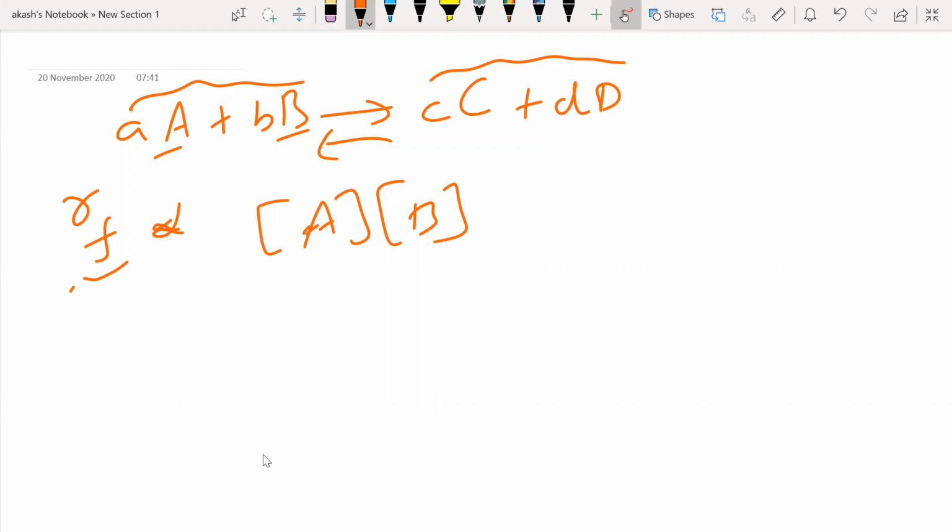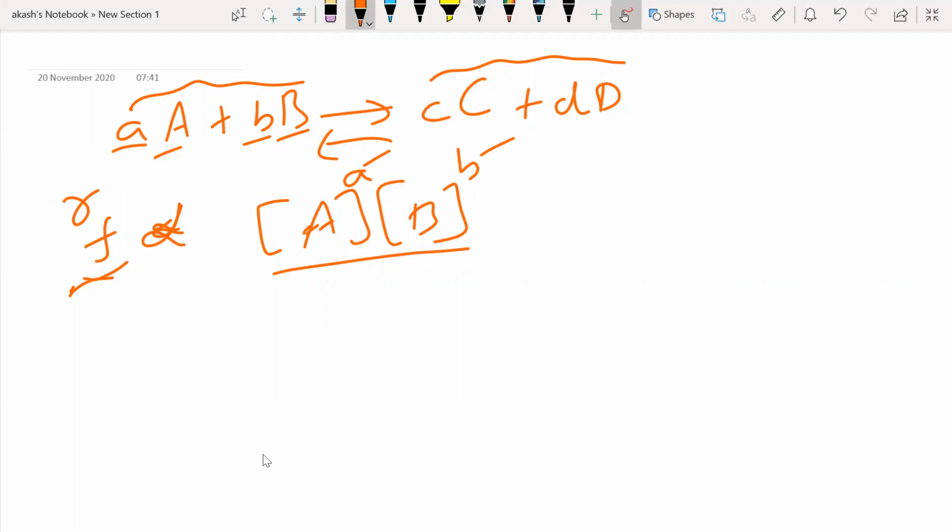The stoichiometric coefficient of A is small a, so I'll raise the power to small a, and for B I will raise the power to small b. No issues till now. Any questions, guys? No doubts, sir. Okay. So that's what the statement said. Very simply, RF, the rate of the reaction, is directly proportional to the product of active masses or product of concentrations. This can even be partial pressures. You can write PA and PB, no issues. And one more thing is you have to raise the powers to the stoichiometric coefficients, small a and small b.